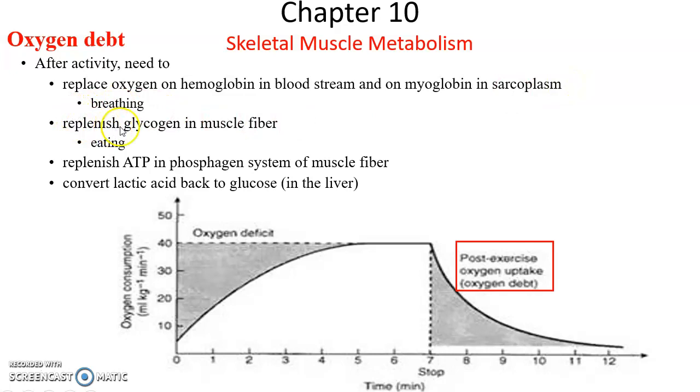We also need to replenish the glycogen, where we're getting the glucose. That's, of course, by eating, we get more glucose that can then be brought into the muscle fiber. ATP needs to be regenerated, and, of course, lactic acid needs to be converted back into glucose by the liver. So basically, as the muscle works harder and harder, it's using up its oxygen resources, and then eventually those oxygen resources will be replenished.